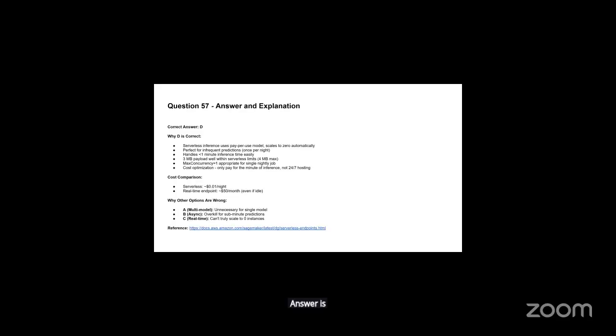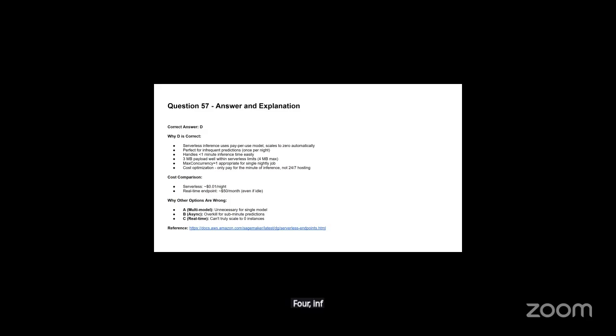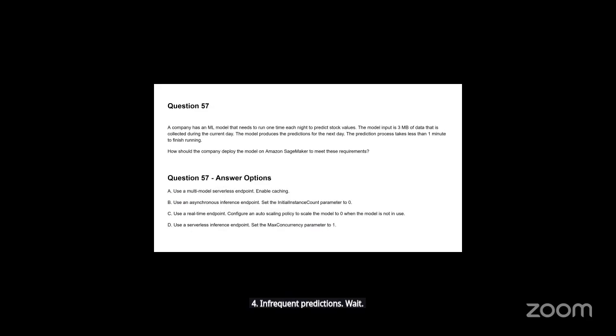Answer is D. So the serverless inference uses pay-per-use model. It scales to 0 automatically. This is perfect for infrequent predictions. Wait. Okay, multi-model versus, yep. Okay, it's perfect for infrequent.